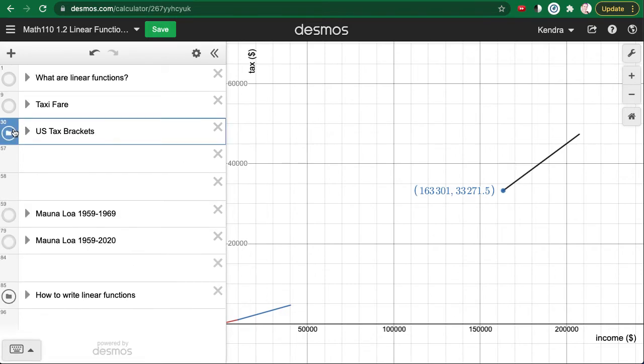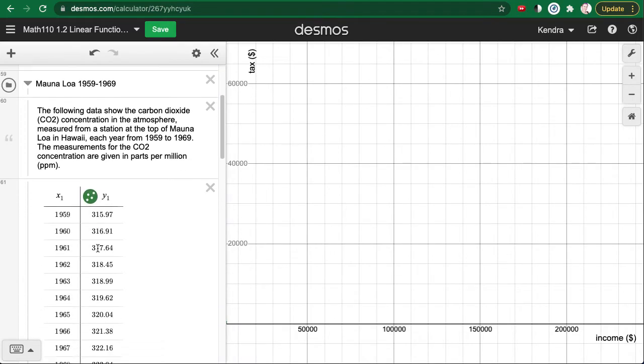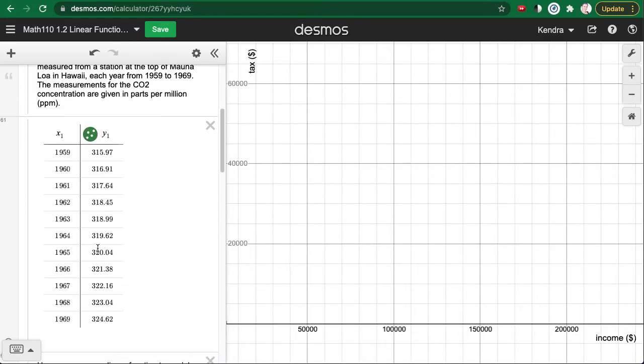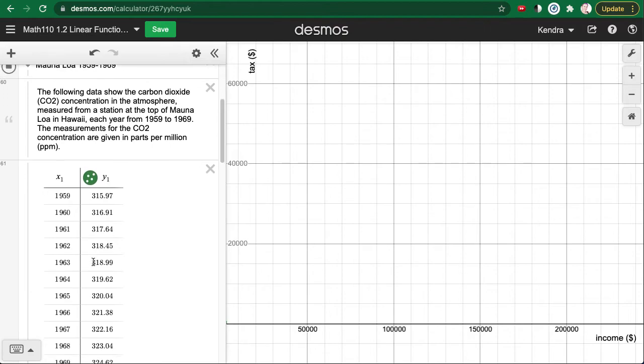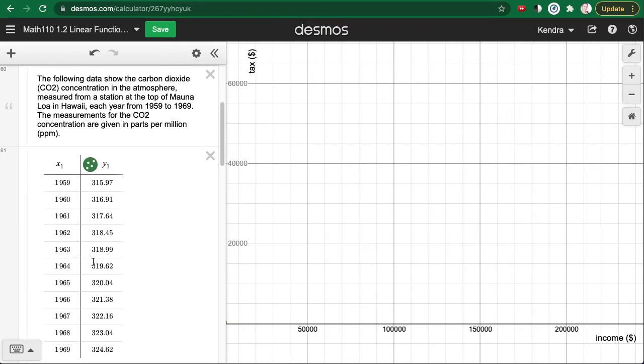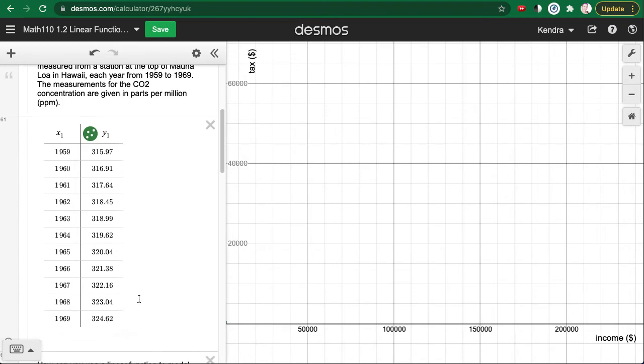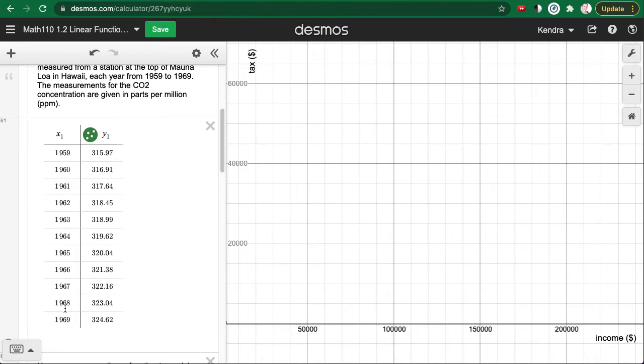Okay. I'm going to leave this example and go to here, which is modeling some data. There is another video on modeling data. I'm going to just recap what we did for that here. So this data shows the carbon dioxide concentration in the atmosphere measured from a station on top of Mauna Loa. This goes from 1959 to 1969.